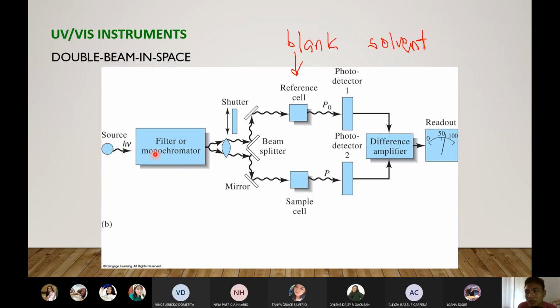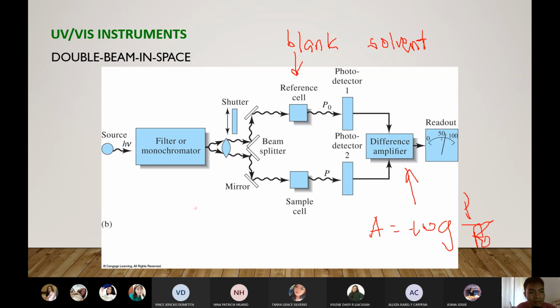Okay. So for double beam, ganito yon. You have your source. After it is filtered, split yan by the beam splitter. One will pass through the reference, one will pass through the sample. So sa reference, andito yung blank. Typically, solvent lang nilalagay dyan. And then yung photodetectors, dalawa din. Then gagawin nun is isusubtract niya itong transmitted at yung incident. Then makukuha niya yung absorbance. Dito na ginagamit yung equation na absorbance equals negative log P over P naught. Nasa lecture niyan. Negative log P over P naught, where P is the transmitted and P naught is the incident.